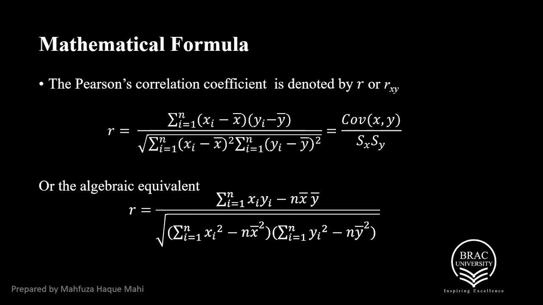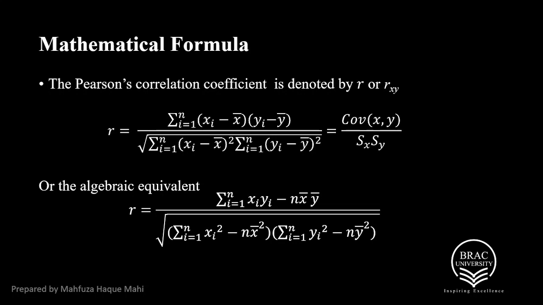Pearson's correlation coefficient is denoted by r or rxy. If we want to measure the relationship between two variables x and y, then we can use this formula, which is shown here. In the numerator you can see that there is summation of (xi minus x bar)(yi minus y bar), where x bar is the mean of x and y bar is the mean of y. In the denominator you can see that there is square root of summation of (xi minus x bar) whole square into summation of (yi minus y bar) whole square.